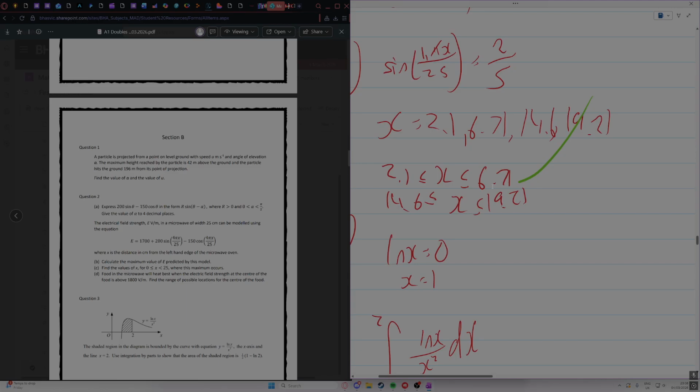For these ranges, you kind of just have to think about it. Oh my god, my voice.